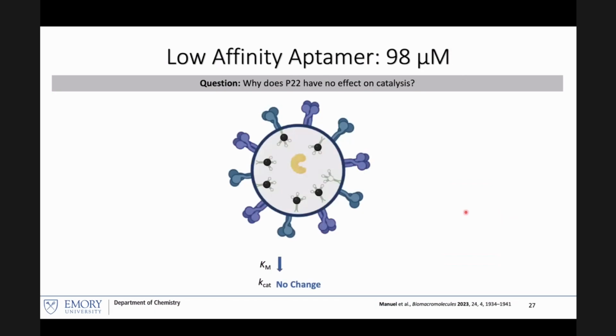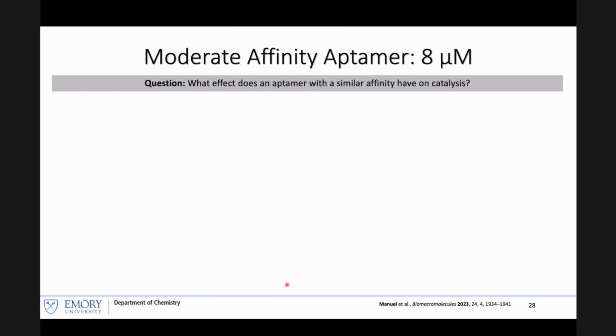So let's observe that. What do I think is going on here? Why does P22 have no effect on catalysis? I think, again, whenever you have 22 aptamers in there, you are simply going to have too many aptamers that won't be able to really pass it off to the enzyme. So you're outcompeting. So we see our Km go down a bit just in general, and we see no change to Kcat.